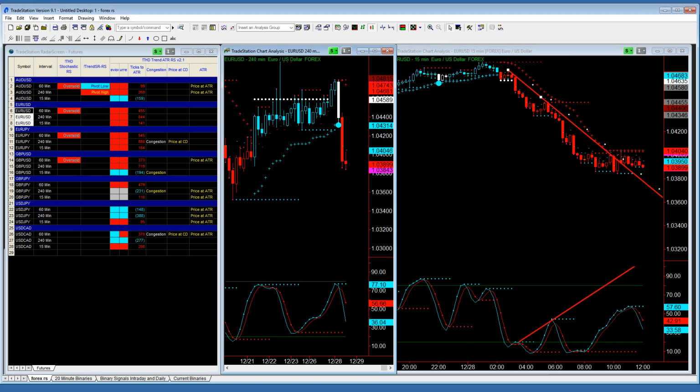Extra volatility, no. Actually, it slows down. Statistically, the data shows that the market slows down. Does it move more? Sometimes.